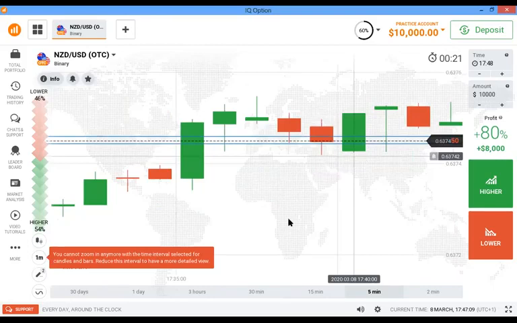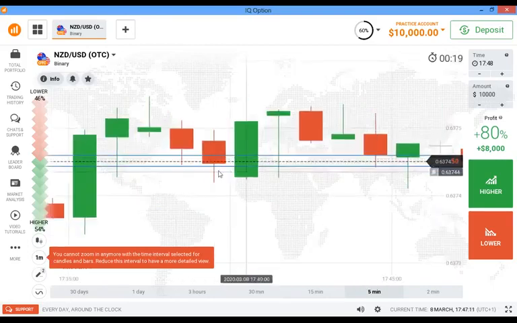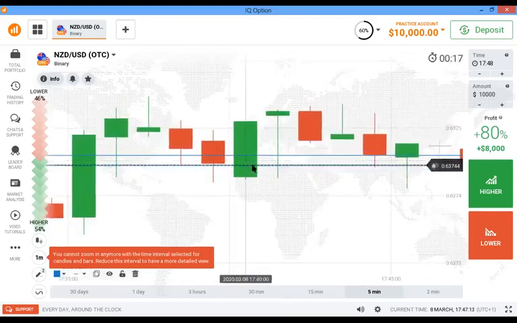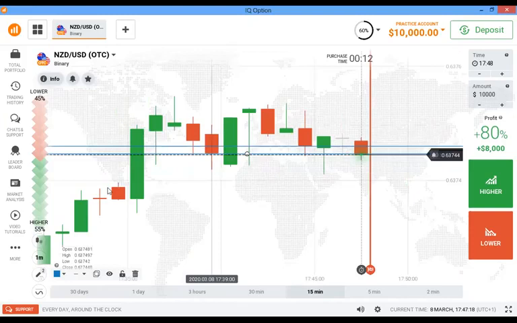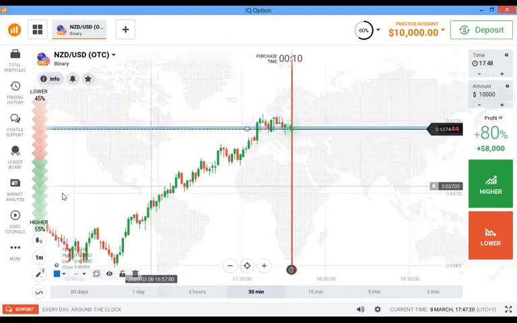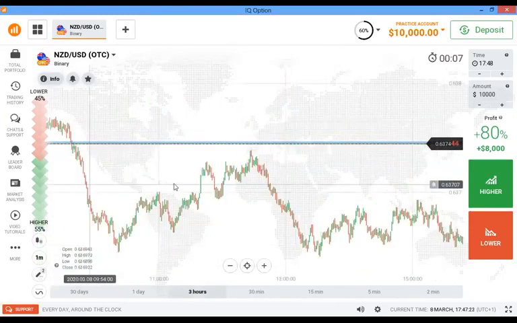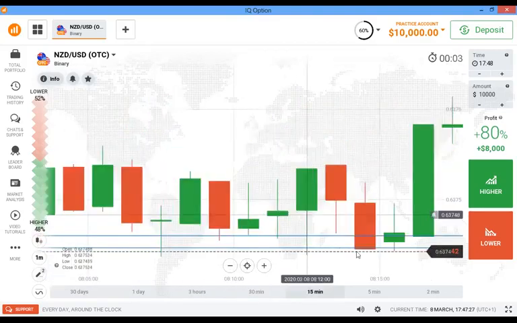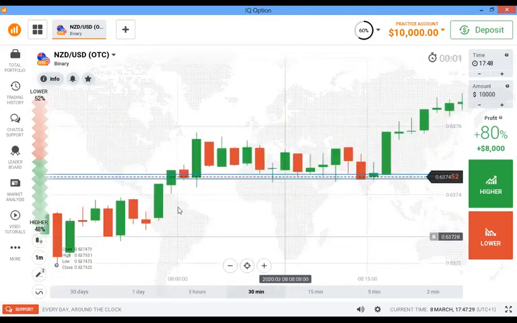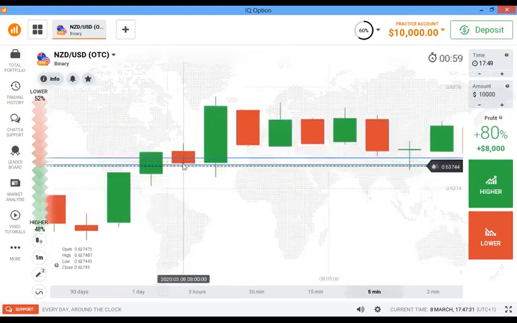The first one is this one. This is the support area, the first support level. Okay, and now go to the left side. You can see it's acting as a support. Here also, it's acting as a support.